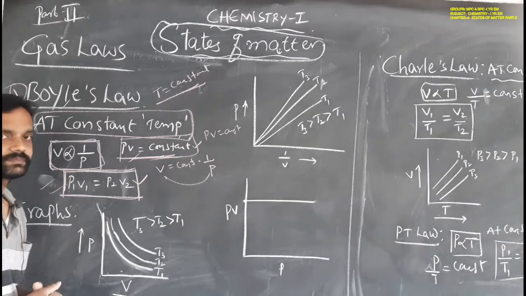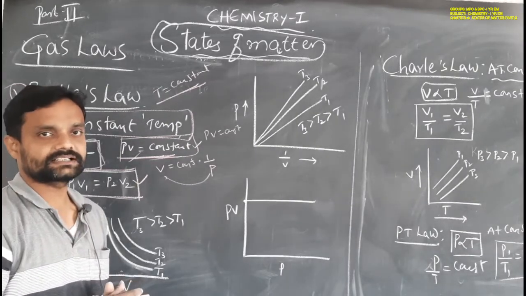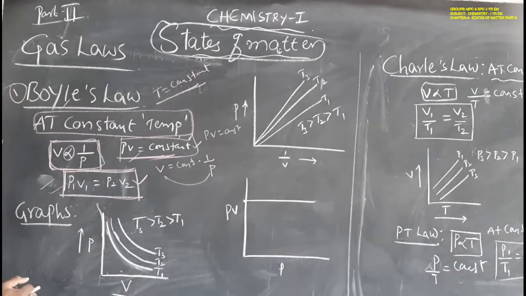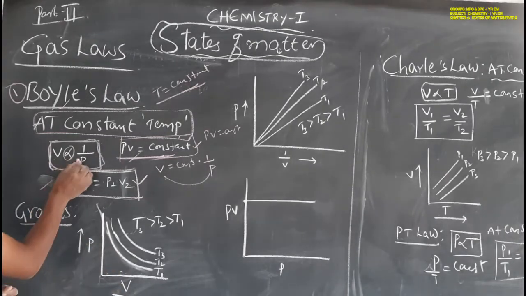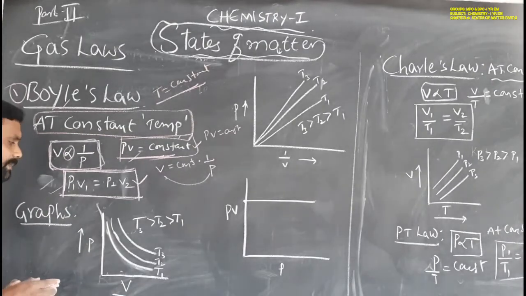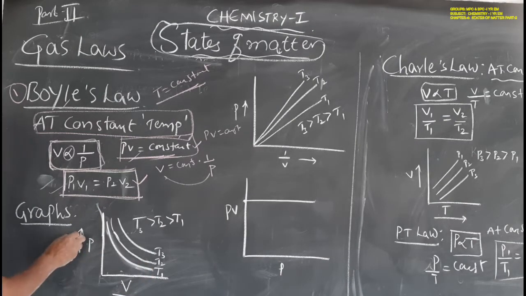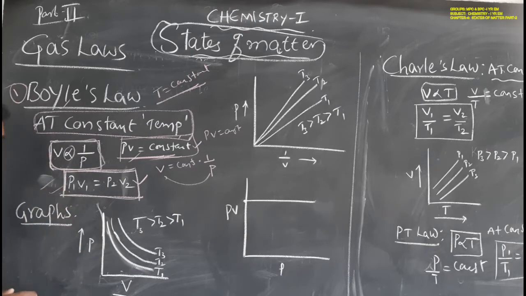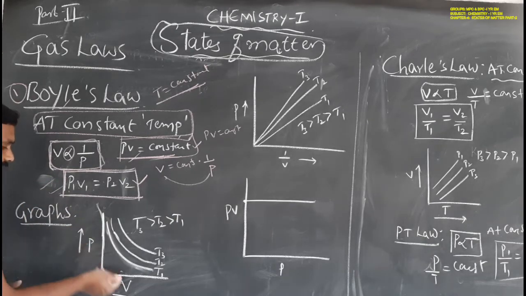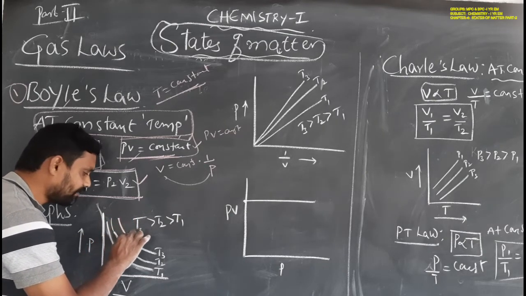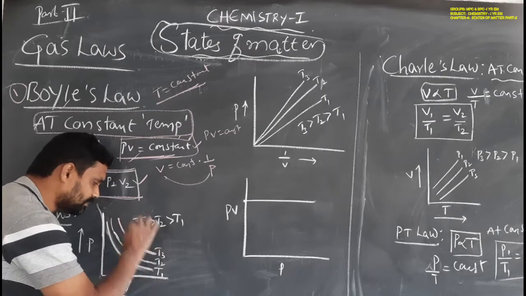We can also represent Boyle's law using graphs, that is the graphical representation. We draw the graph between pressure and volume. The pressure-volume relation is inversely proportional. On the x-axis we take the volume, on the y-axis we take the pressure, and then the relation between pressure and volume is inversely proportional. So we get a graph like a parabola in this model.